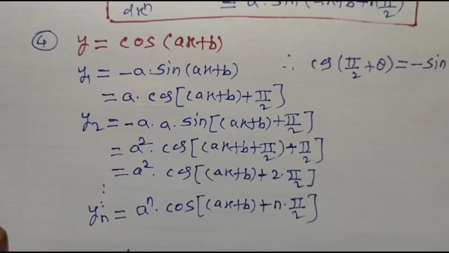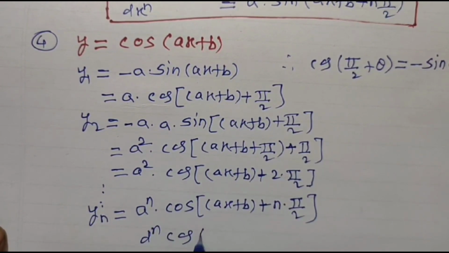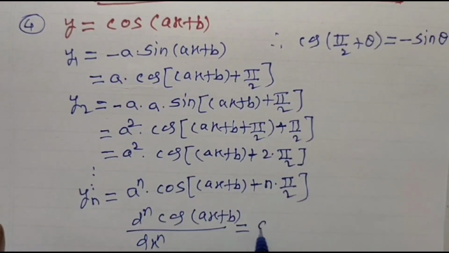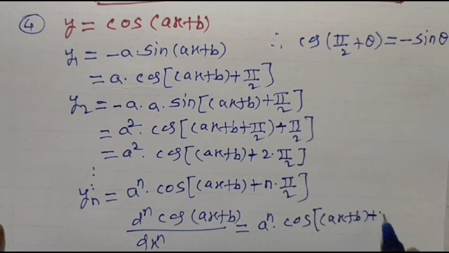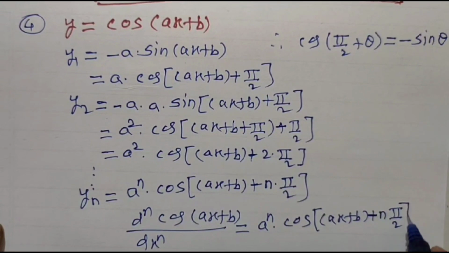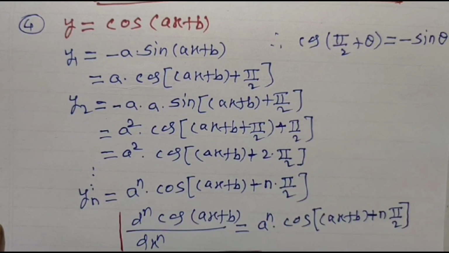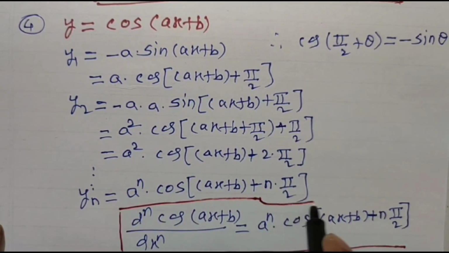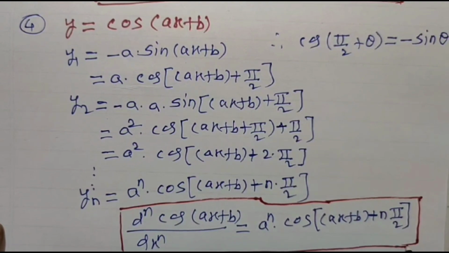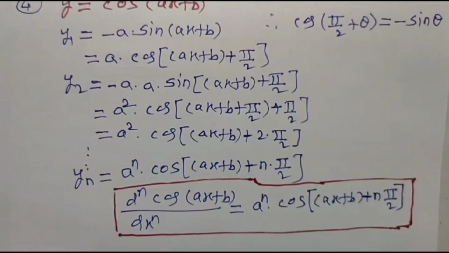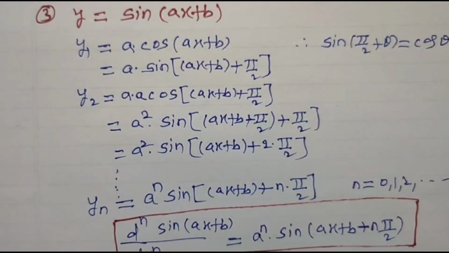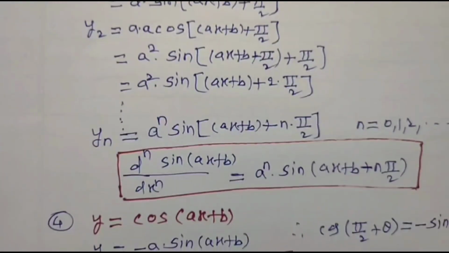We can write this formula as the nth derivative of cos of (ax + b) with respect to x to the power n is equal to a to the power n into cos of (ax + b + n times pi/2). Remember this as a standard formula, formula number 4. Here we get nth derivatives of the trigonometric functions sine and cosine. The first two formulae are nth derivatives of exponential functions, and the third and fourth formulae are nth derivatives of the sine and cosine functions.